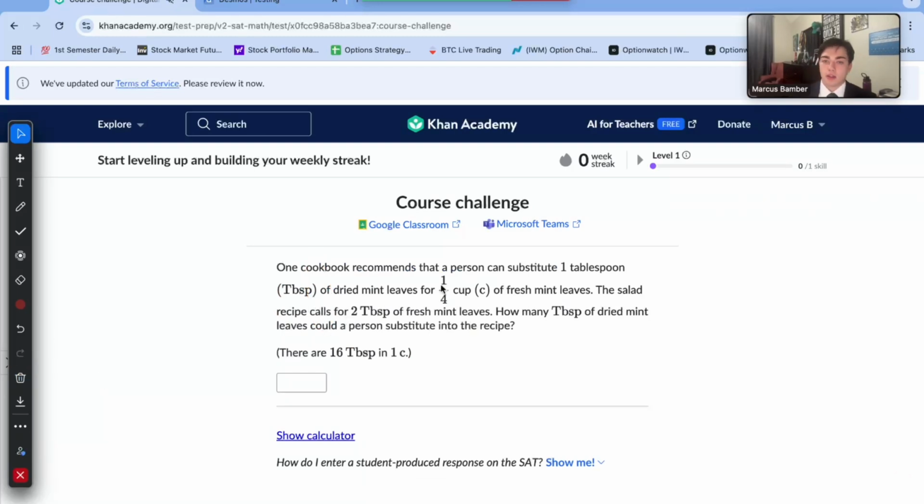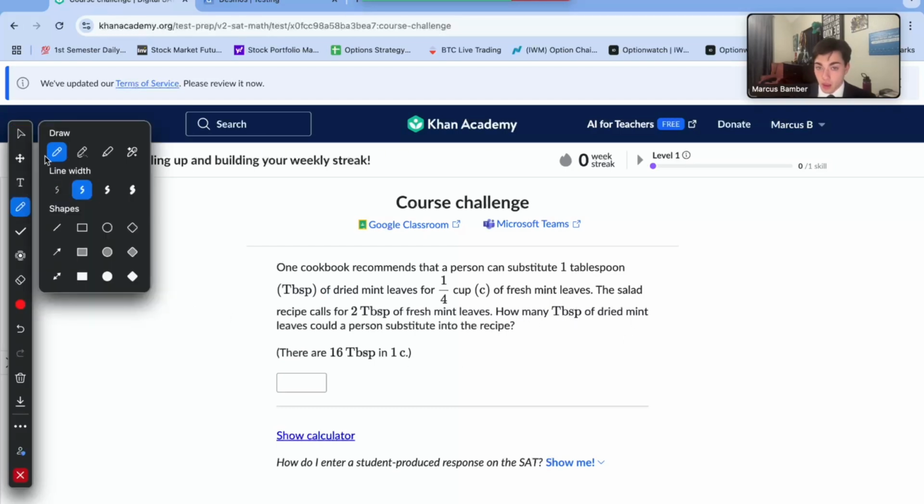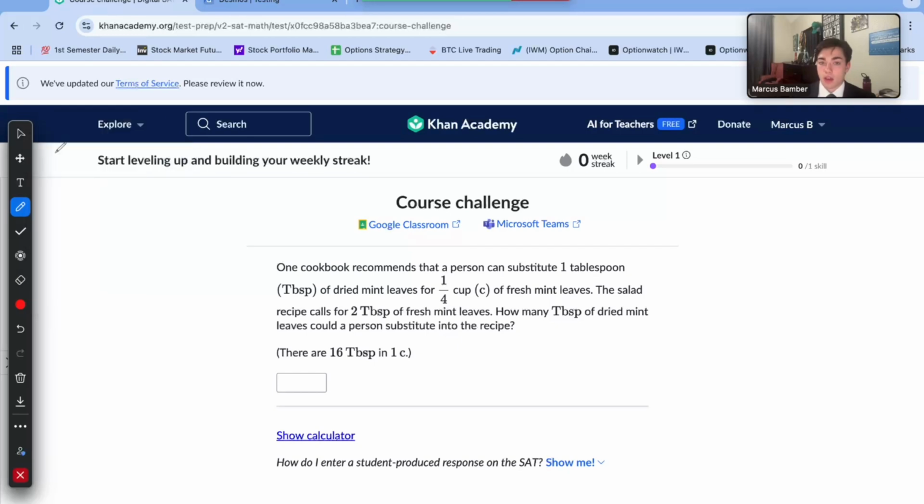One cookbook recommends that a person can substitute 1 tablespoon of dried mint leaves for a quarter cup of fresh mint leaves. The salad calls for 2 tablespoons of fresh mint leaves. How many tablespoons of dried mint leaves could a person substitute into the recipe? Okay, first step is to convert a quarter cup into tablespoons. And as we can see here, if there's 16 tablespoons in 1 cup, there will be 4 tablespoons in a quarter cup. So we're going to change this into 4 tablespoons of fresh mint leaves. So as we can see, 1 tablespoon of dried mint leaves turns into 4 tablespoons of fresh mint leaves.